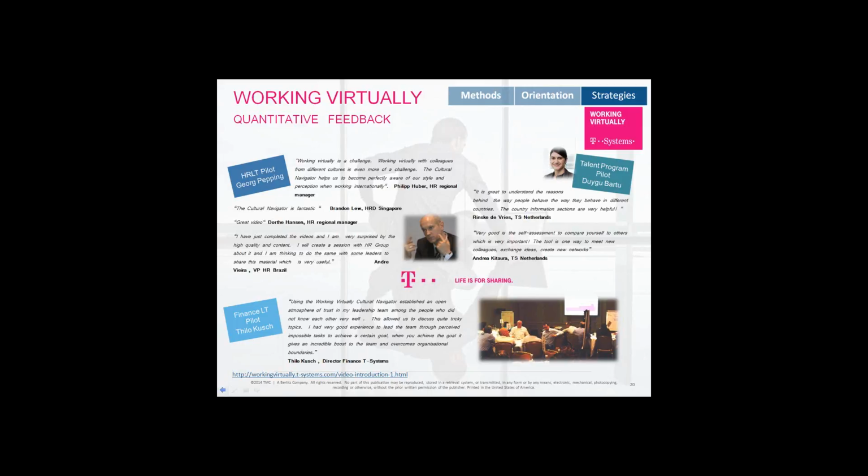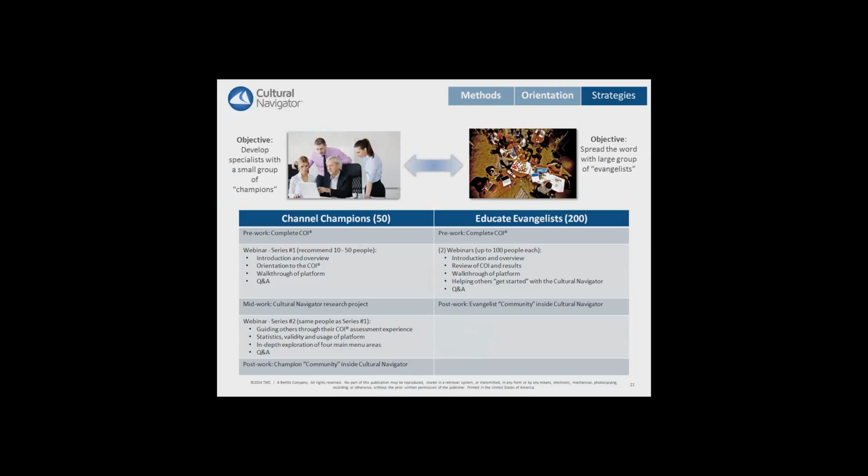And the last thing I'd like to give you, as a strategy that has worked within our client organizations, is a kind of divided approach. Look at training both channel champions or educating evangelists within your organization. You can do both, but we have found that organizations typically are looking at one approach or the other. The one on the left-hand side is called channel champions, and the objective there is to develop specialists, a small group of champions inside an organization that has deep knowledge. They are really the center of excellence around the Cultural Navigator and can be utilized for conducting webinars and educating others within the organization on how the Cultural Navigator works. And we have a curriculum there that helps guide you through what that looks like.